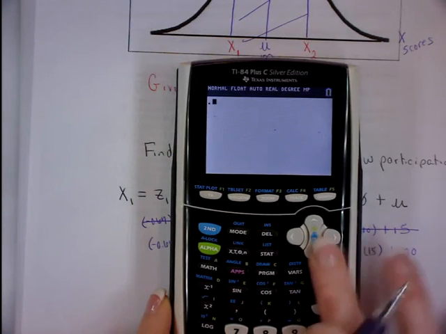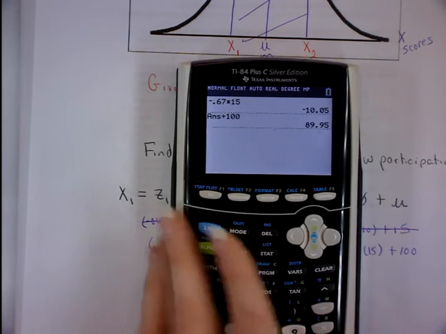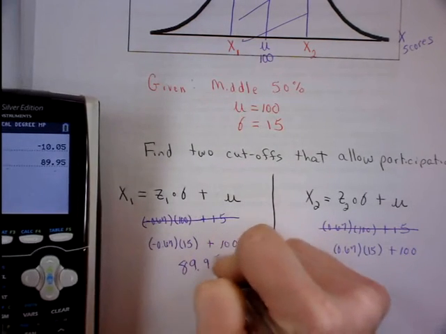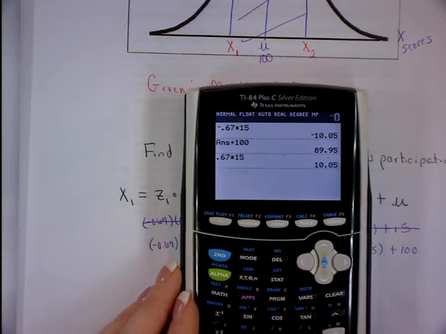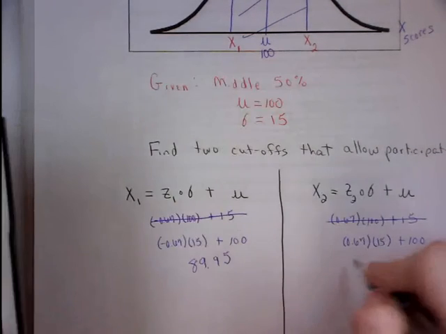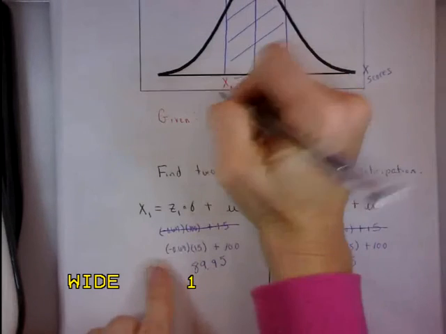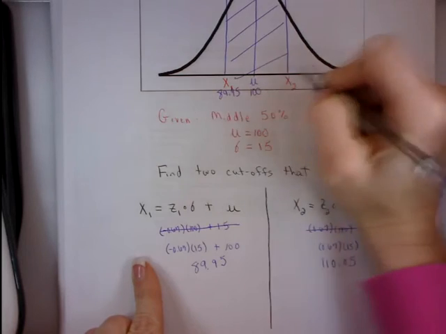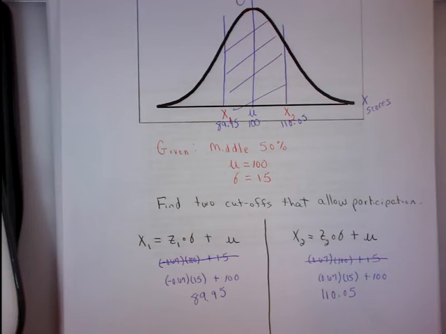Negative 0.67 times 15 plus 100 is 89.95. And then positive 0.67 times 15 plus 100 is 110.05. And if you go up above to your picture, these should make sense. 89.95 and 110.05 will bound the middle 50%. And those people will be considered for the study. Any score between those two scores bound the middle 50%.